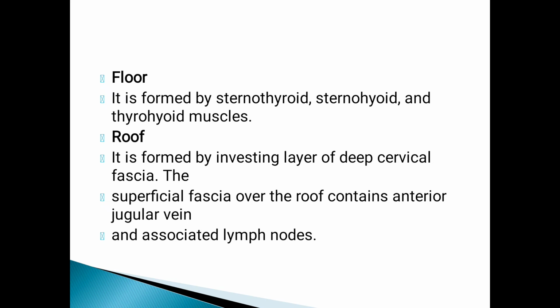The superficial fascia over the roof contains the anterior jugular vein. In the roof of this muscular triangle, in the superficial fascia, we get the anterior jugular vein and some lymph nodes are present.